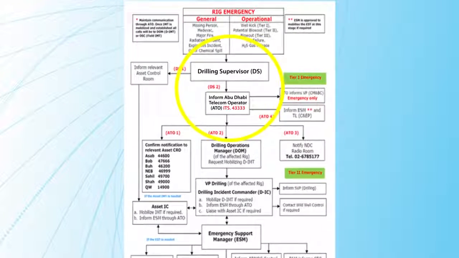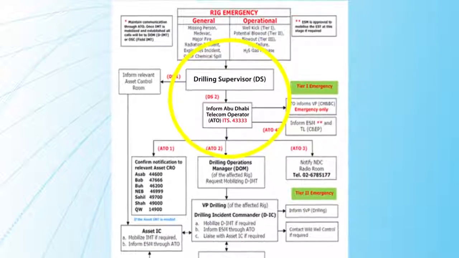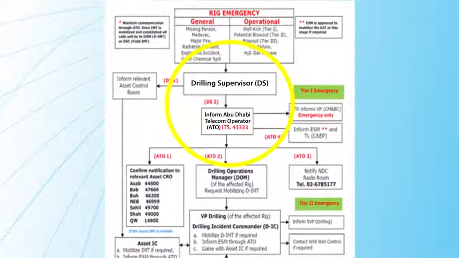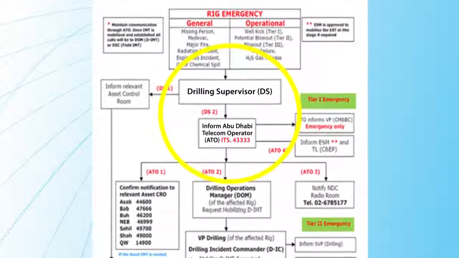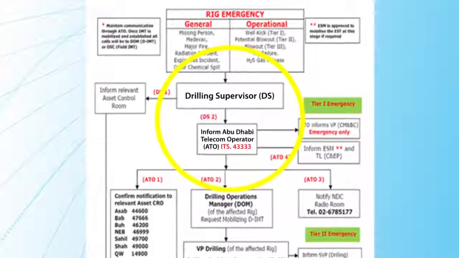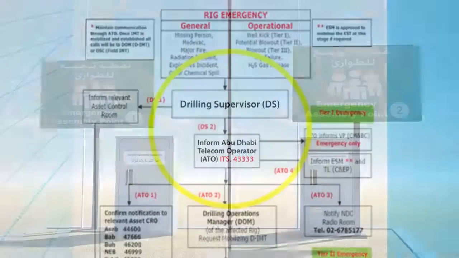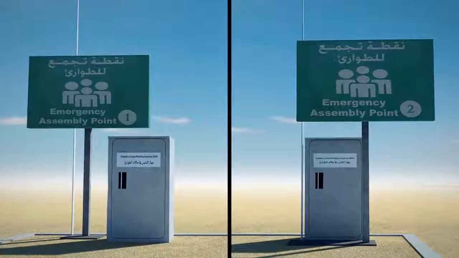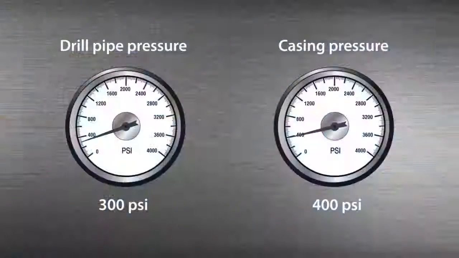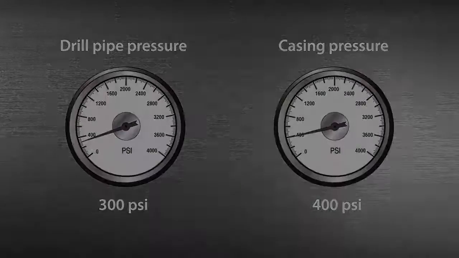Meanwhile, at the rig site, the on-scene commander, the ADCO drilling supervisor, will notify the Abu Dhabi Telecom operator and relevant assets control room and raise emergency Tier 1, which activates appropriate emergency response teams. Unnecessary crew will be evacuated to the nearest assembly point. The next step will be to monitor the shut-in drill pipe and the shut-in casing pressure gauges.